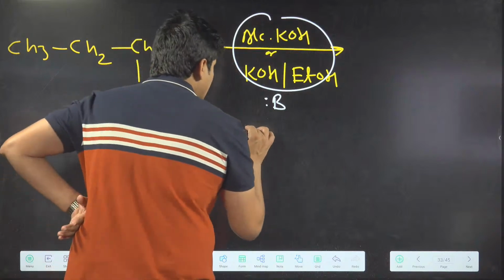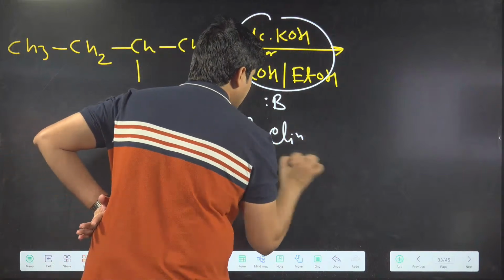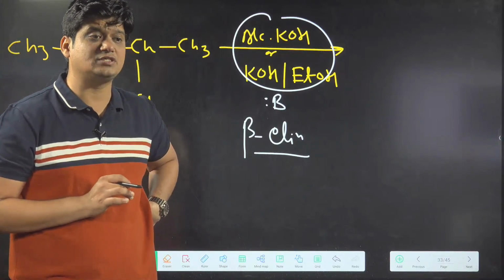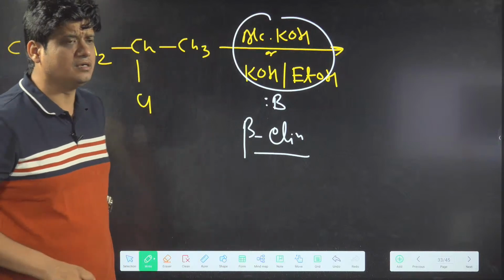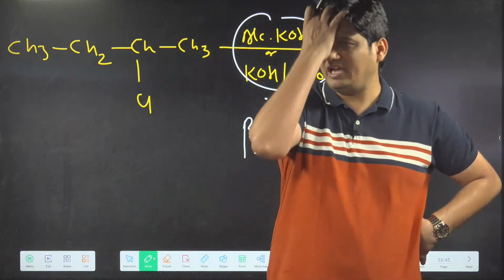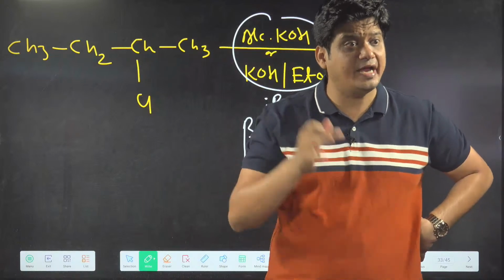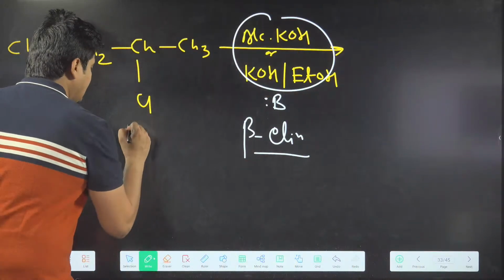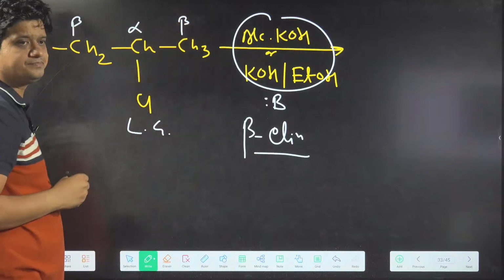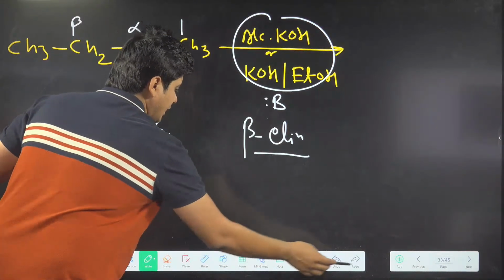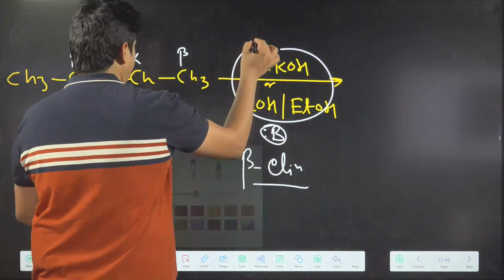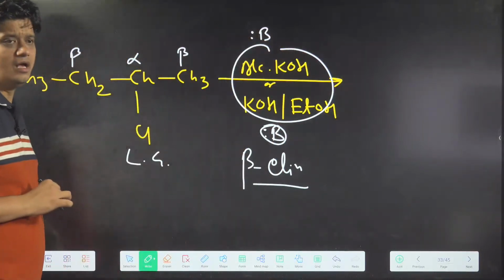What will happen? It is known for beta elimination. Listen carefully. Alcoholic KOH is known for beta elimination. It is saying, if an alkyl halide is there, I will remove beta hydrogen. Now, this is our leaving group. This is alpha. This is beta. This is also beta. Now, alcoholic KOH is saying, I am going to act as base, and I will remove beta hydrogen.